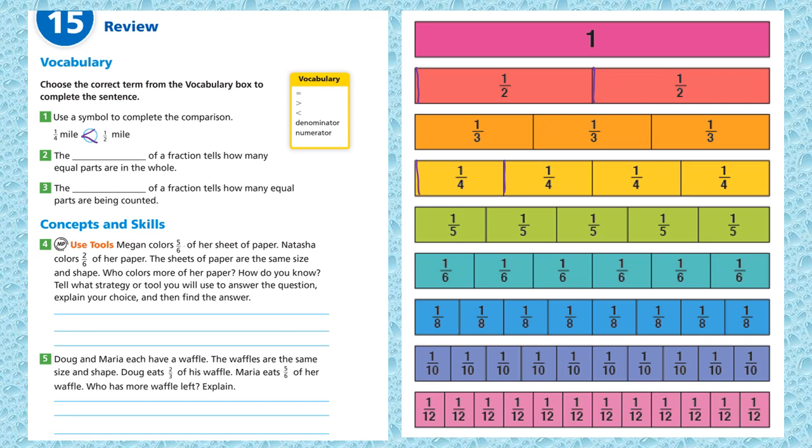So which part of the fraction tells you how many equal parts in one whole? Correct, the denominator. And then number 3, the blank of a fraction tells how many equal parts are being counted. That's right, and that's that top number or your numerator.